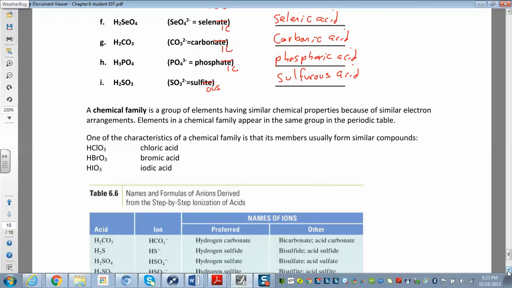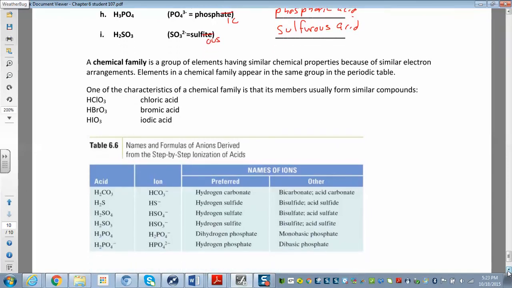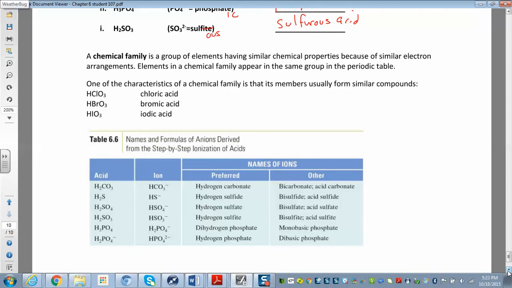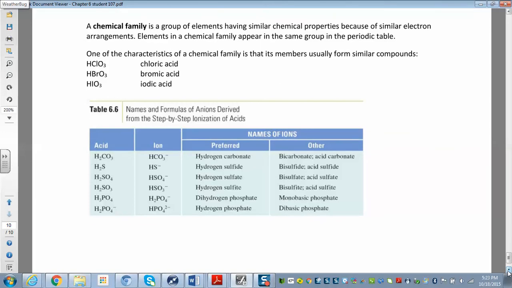All right, so we talked a little bit about these chemical families. We said chlorine, bromine, and iodine do very similar things. So if you know chloric acid, then you know bromic and iodic. All right, this is just another step-by-step way of determining the acid name. So we'll do more of these in class. We have a lab. There are some homework problems to work on as well.